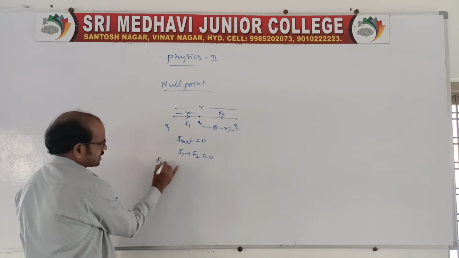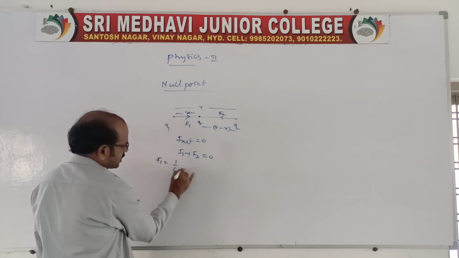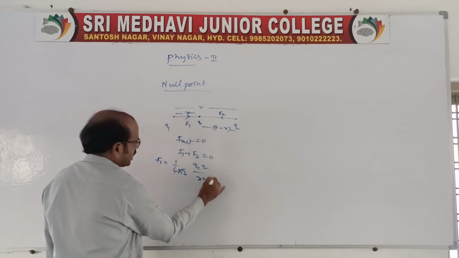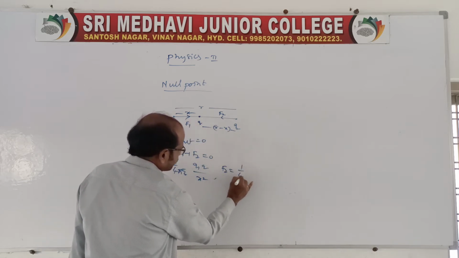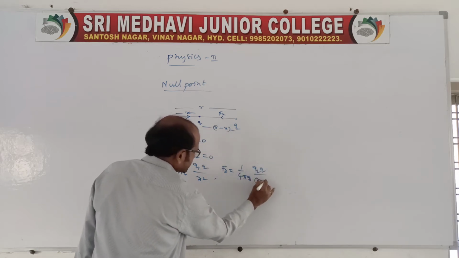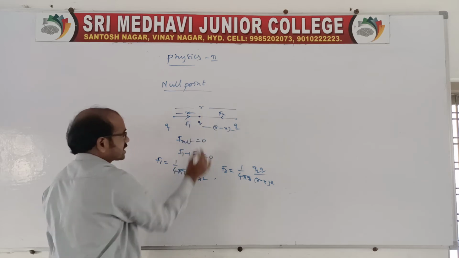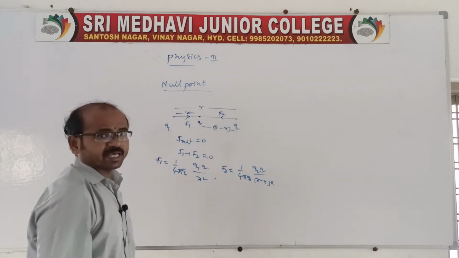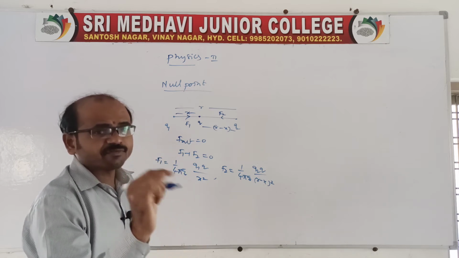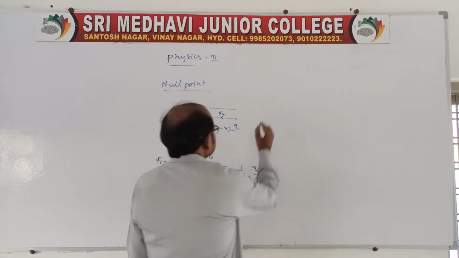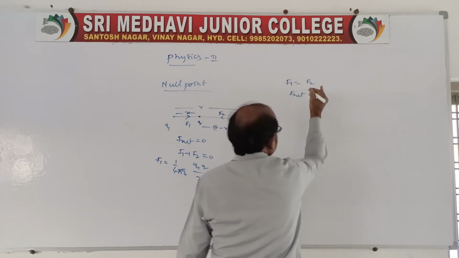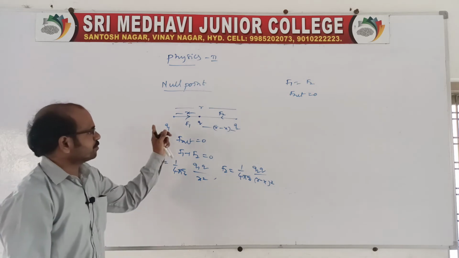So F1 is equal to 1 by 4 pi epsilon naught Q1 Q by distance x square, and F2 is equal to 1 by 4 pi epsilon naught Q2 Q by distance r minus x whole square. At this point the forces are equal and opposite, so they cancel. At one point the force due to the two charges is 0. The point we can call the null point, where equal and opposite forces cancel. Therefore, the net resultant is 0 at one point between the two charges.